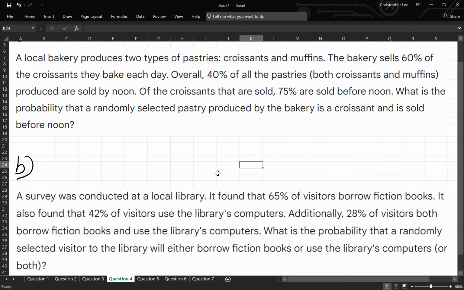And muffins, right? The bakery sells 60% of the croissants they bake each day. Overall, 40% of all pastries, both croissants and muffins produced, are sold by noon. Of the croissants that are sold, 75% are sold before noon. What is the probability that a randomly selected pastry produced by the bakery is a croissant and is sold before noon?